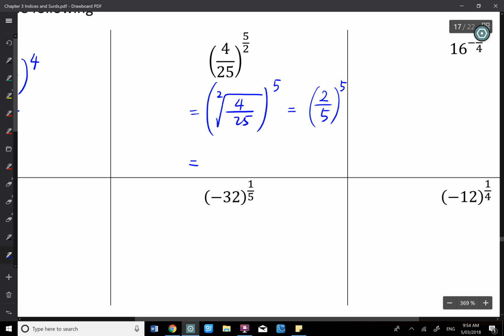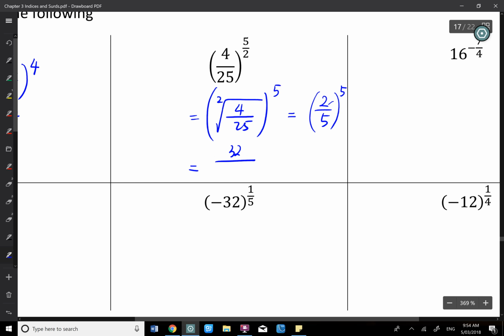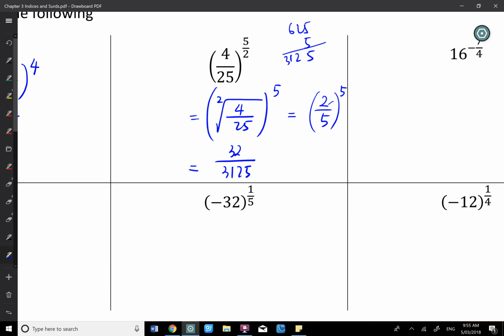And that is... well, it can be too large to do. So 2 to the power 5 is 32, over 5 to the power 5, which is 3125. You don't really need to expand it. If a number is really large, it's easier to put it into the power form. Everyone can calculate what 2 to the power 5 is. So it's alright to leave the answer when it's really large to expand.